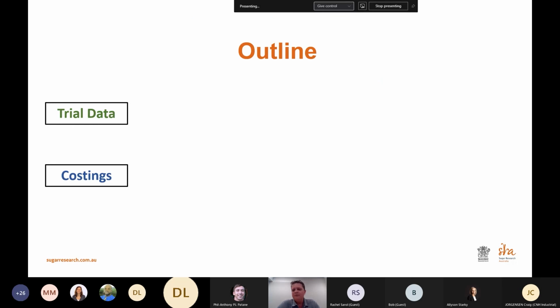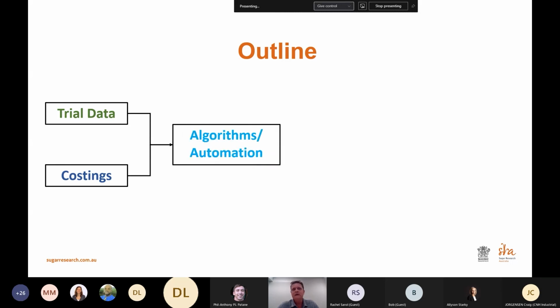Just a brief outline. Obviously, we've run a lot of trials. There's a lot of data. There's a lot of costing information now that we have at our disposal through what's been done over the last few years. A lot of this information we've been putting into algorithms and automating it.